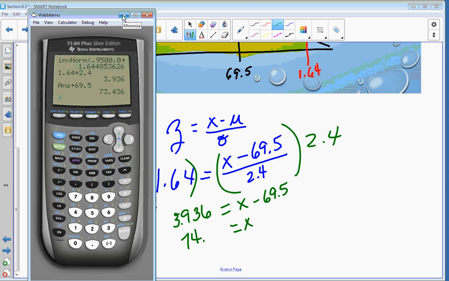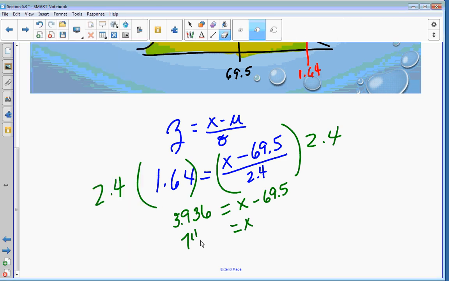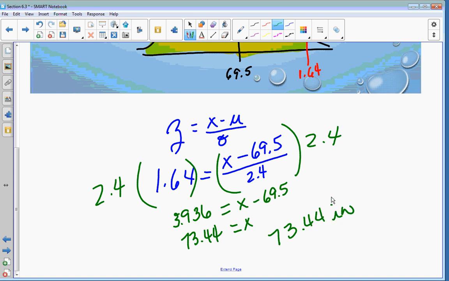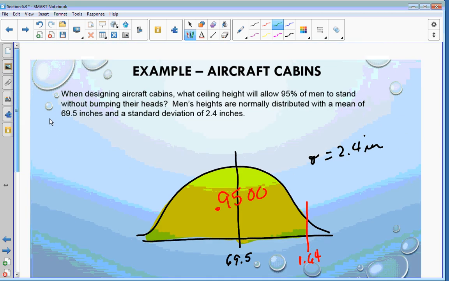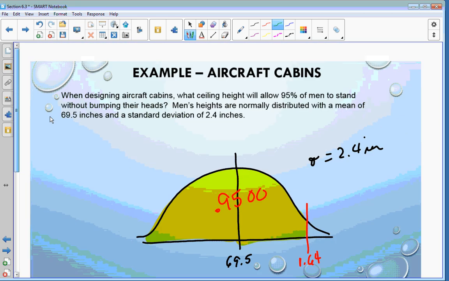73.44. So 73.44 inches needs to be the height of that cabin so that 95% of the men can stand without bumping their heads.